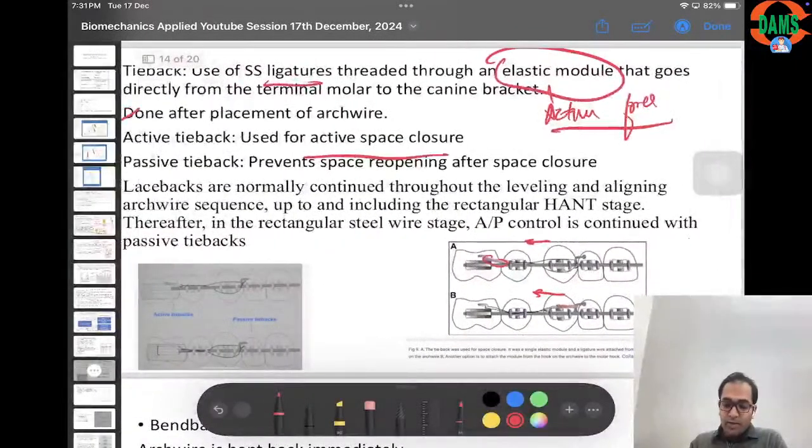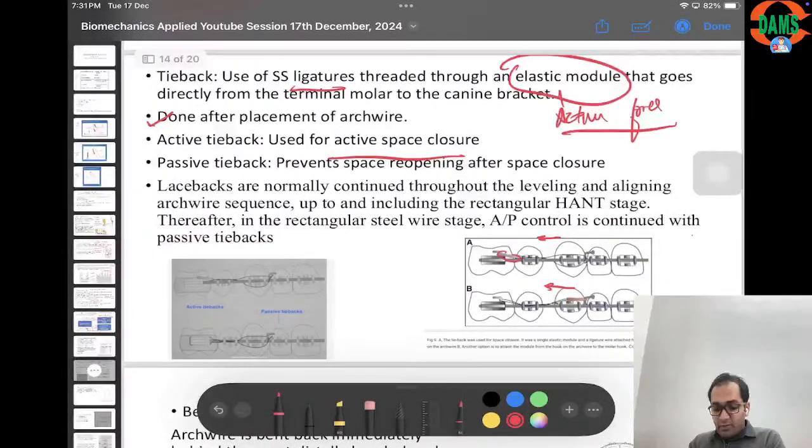So similarly we have a passive tie back. In passive tie back we don't have a module, no module. So it's similar to a lace back. It just has a ligature wire in it. So how will you differentiate between a passive tie back and a lace back? First of all, its use. It is used to prevent space reopening after space closure.